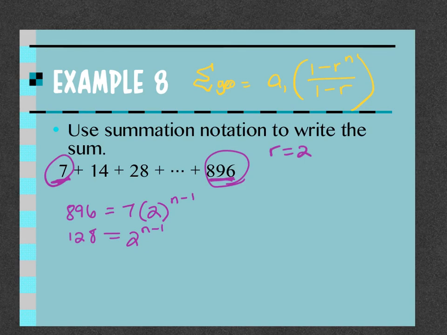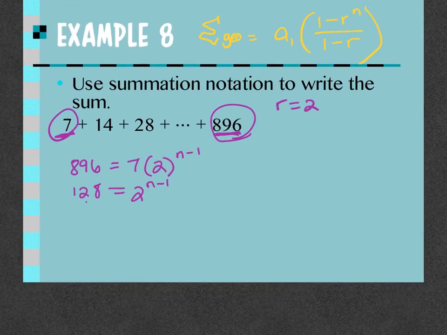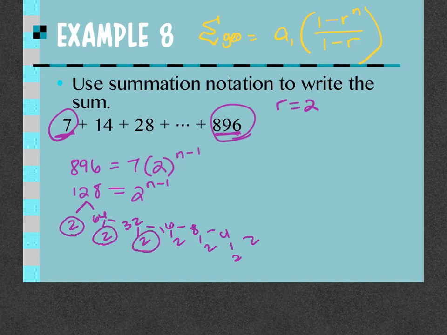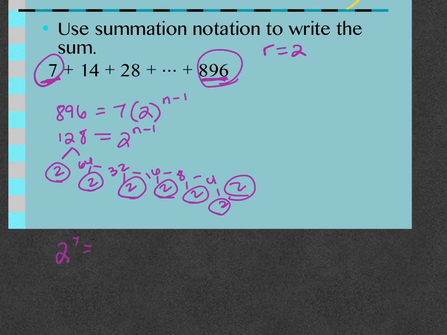So you can make this super complicated. You could ln or e both sides of this equation. Or you could just try to figure out what power of 2 128 is. I could do that by going 2 and 64, 2 and 32, 2 and 16, 2 and 8, 2 and 4, 2 and 2. How many 2s is that? 1, 2, 3, 4, 5, 6, 7. So 2 to the 7th equals 2 to the n minus 1, which means 7 equals n minus 1, and n is 8.